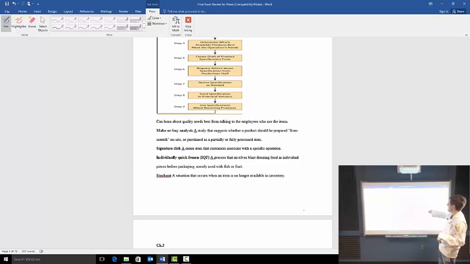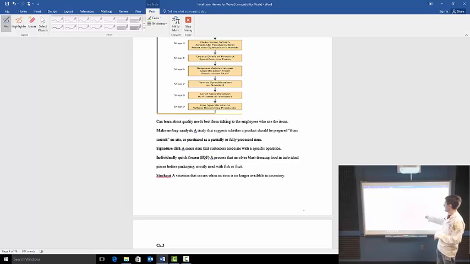A signature dish is a menu item that customers associate with a specific operation. So that's a bit of a marketing strategy where purchasing and marketing come together. We talked about IQF, individually quick frozen items. So this is where food is blast frozen in individual pieces before packaging. You typically see this used with fish and fruit, but it can be used with other items. The point of this is preservation, and it will give you a better shelf life on your food.